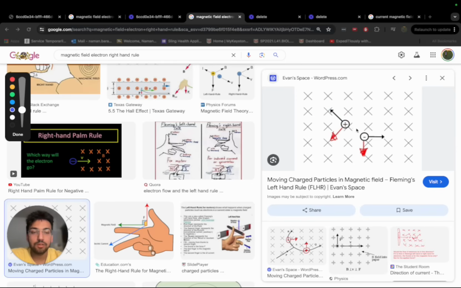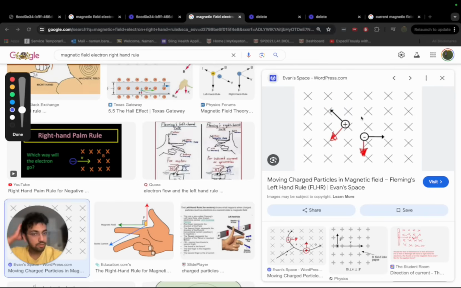Now, there's this equation, and the equation is represented by QV cross B, and that represents the magnetic force that's acting on this particle within this field, and it's dependent on the direction that this particle is moving. So let's do the cross product of the velocity, which is in this direction, with the magnetic field, which is again going into the page.